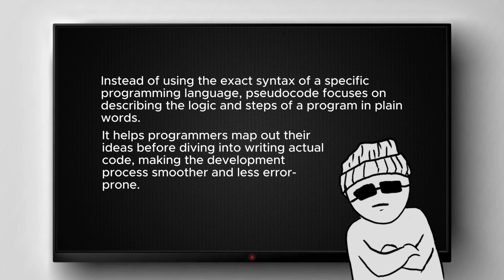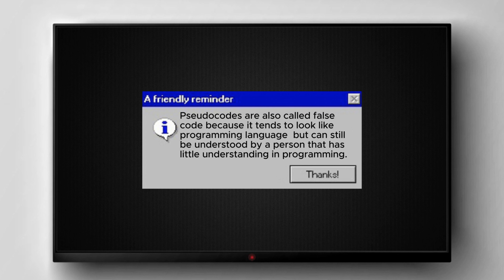It helps programmers map out their ideas before diving into writing actual code, making the development process smoother and less error-prone. Pseudocode is also called fake code because it tends to look like a programming language, but can still be understood by a person that has little understanding of programming.